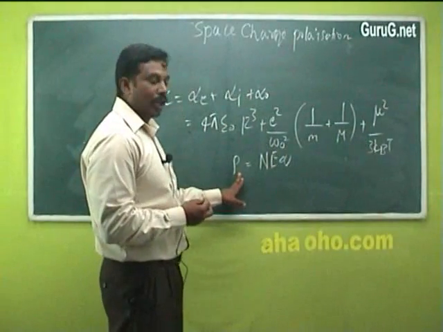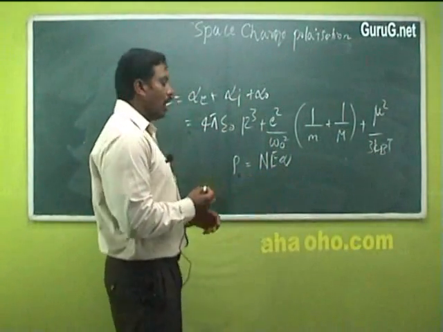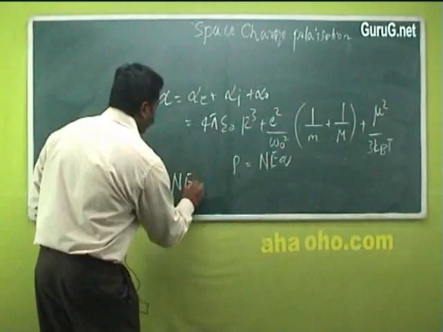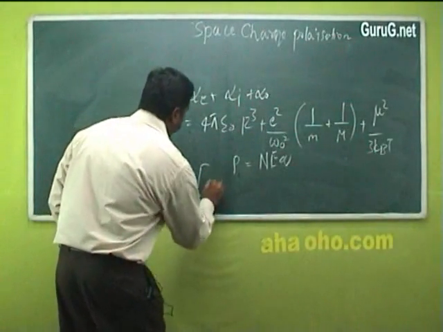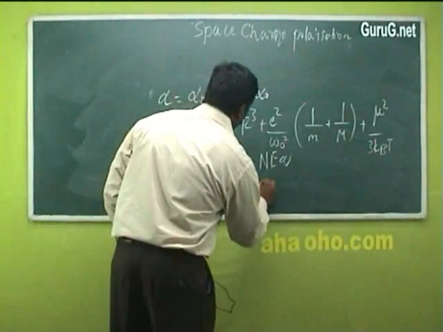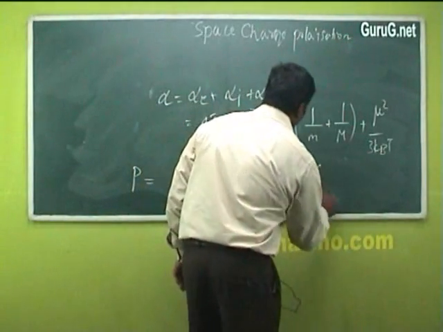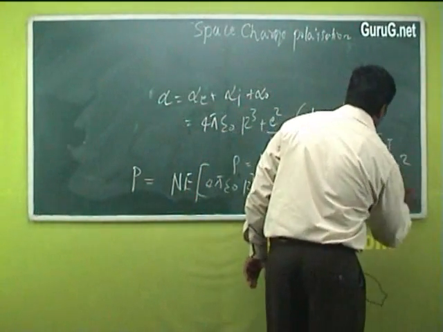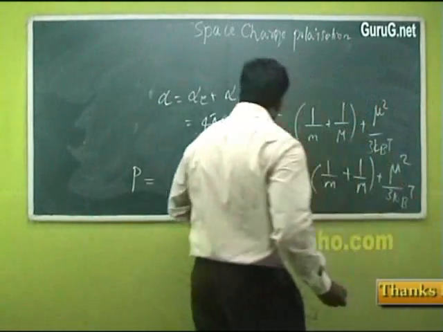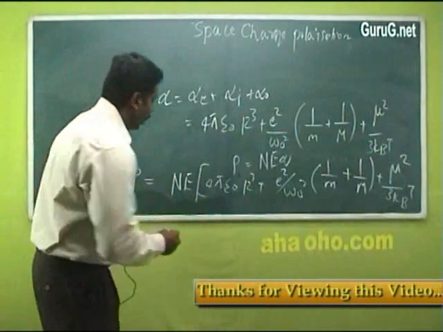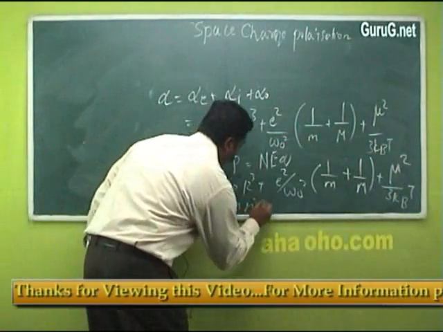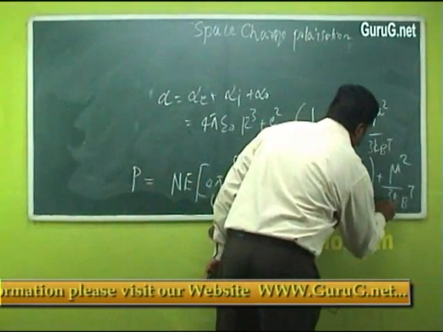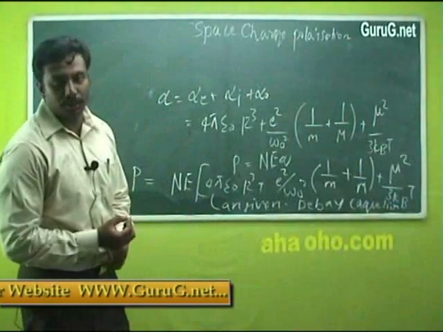Therefore the polarization vector P is equal to N into alpha. That is, the polarization vector P is equal to N into 4 pi epsilon naught R cubed plus e square by omega naught square into 1 by m plus 1 by capital M, plus mu square divided by 3 k B T. This is called the Langevin-Debye equation.